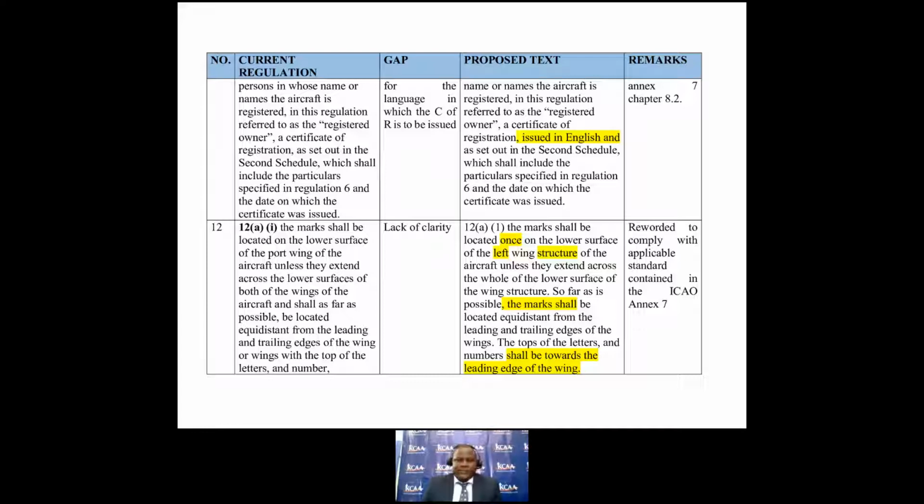On Regulation 12, 12A1, there was lack of clarity, and therefore we have reworded it, and it reads, the marks shall be located once on the lower surface of the left wing structure of the aircraft, unless they extend across the whole of the lower surface of the wing structure so far as is possible. The marks shall be located equidistant from the leading and trailing edges of the wings. The tops of the letters and the numbers shall be towards the leading edge of the wing. This one has been reworded to comply with applicable standard contained in the ICAO Annex 7.